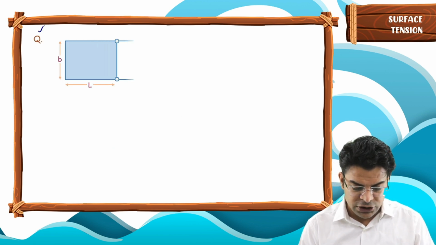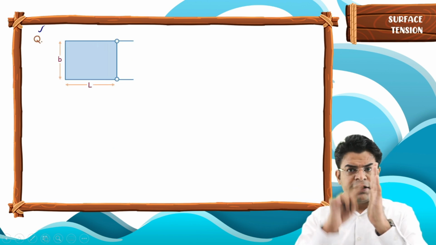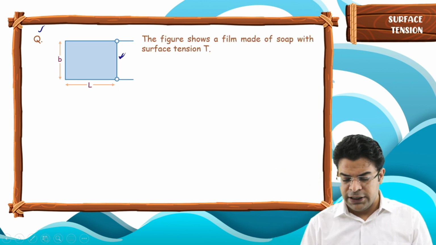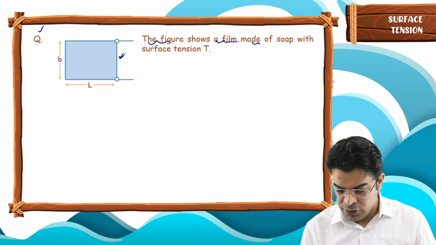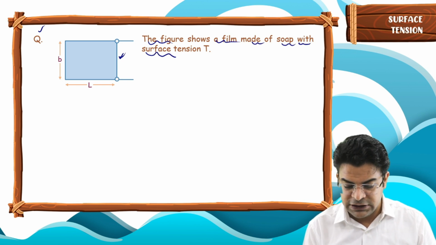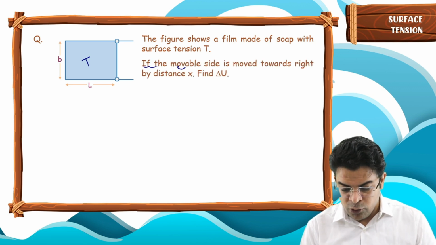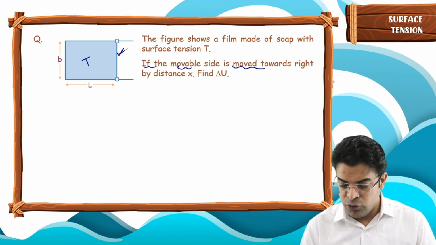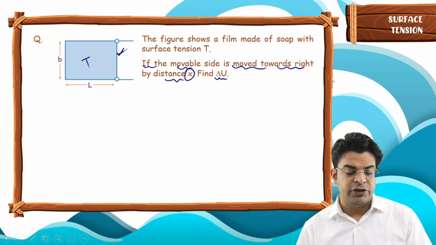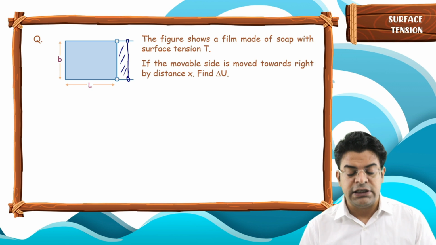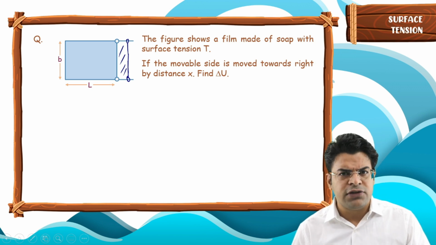Now there is a question. Question goes like, there is a rectangular frame with one side that can be moved. The figure shows a film made up of soap with surface tension T. So here the surface tension is T. If the movable side, this side, is moved towards right by a distance x, find the change in surface potential energy. So if you move this movable side by a distance x towards right, what will be the change in surface potential energy? That's what they are asking.